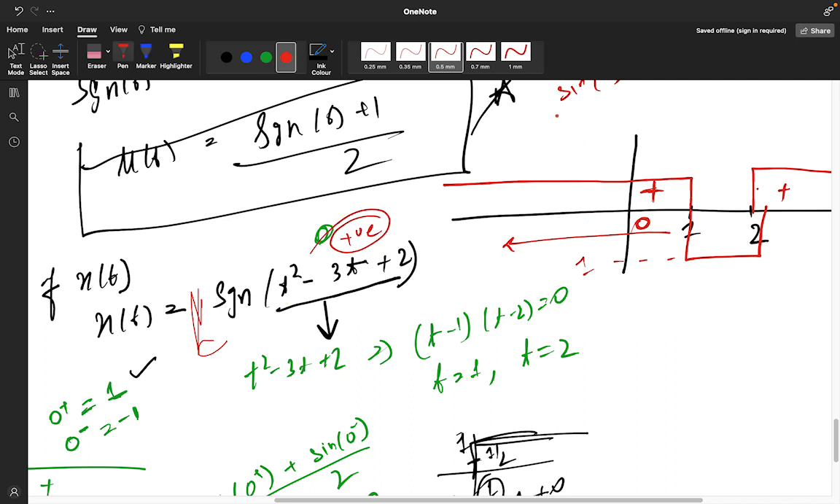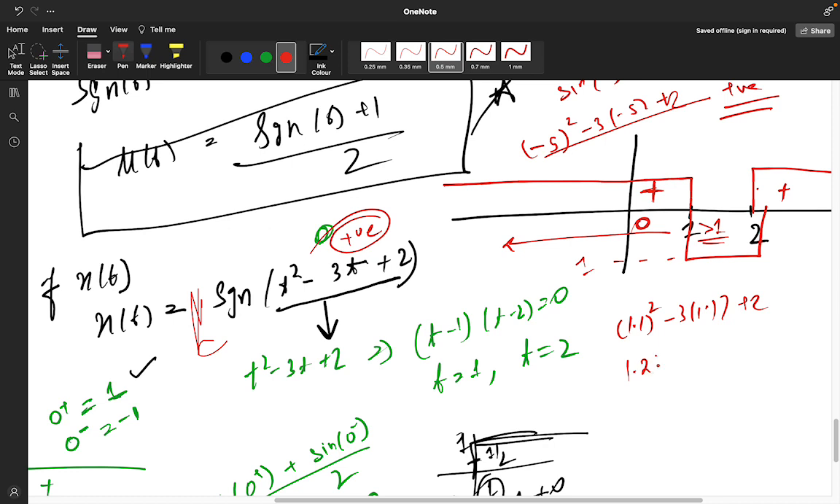Like substitute minus 5: minus 5 squared minus 3 into minus 5 plus 2, so all the values will be positive only. And if the value is in between, meaning greater than 1, this value will come negative. Like take 1.1: the whole square minus 3 into 1.1 plus 2. So 1.1 squared is 1.21 minus 3.3 plus 2. So what will you get? 3.21 minus 3.3. So this value is negative.